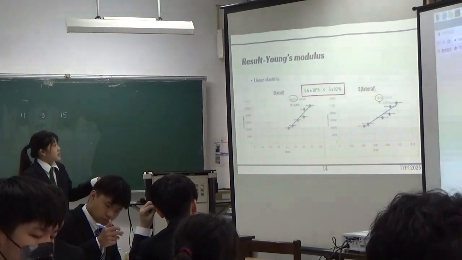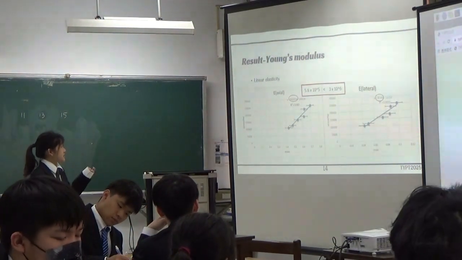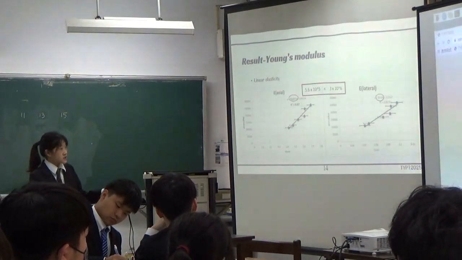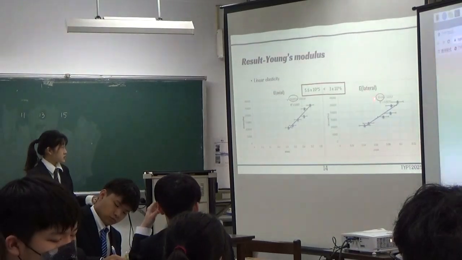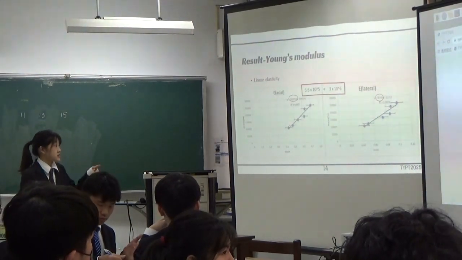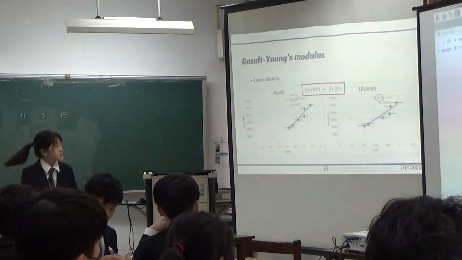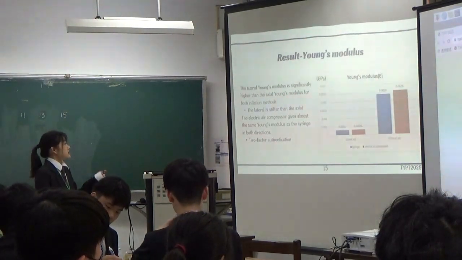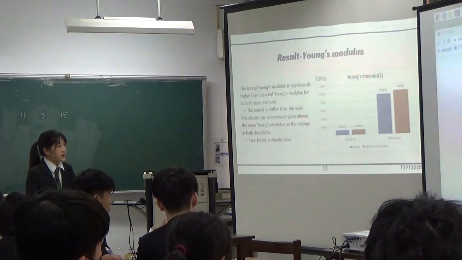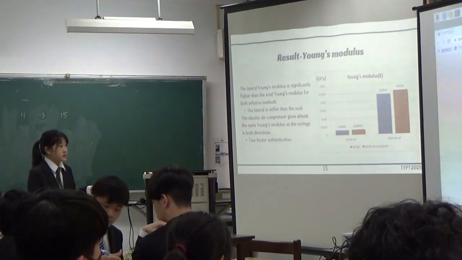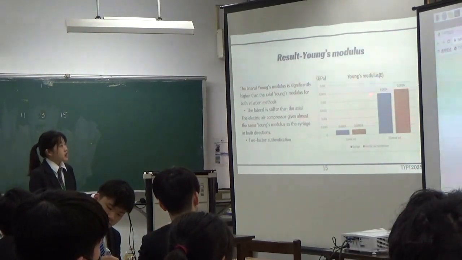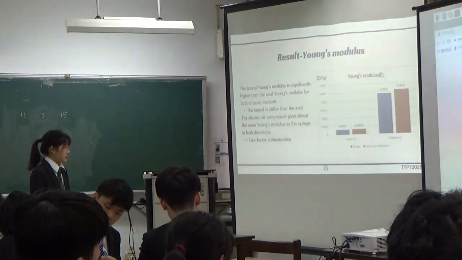And since the slope of the stress-strain diagram refers to the Young's modulus, by comparing these two slopes, you can see that the lateral Young's modulus is bigger than the axial. And what does that mean? It means that the lateral is stiffer than the axial. And then by comparing the two ways I used to inflate the gas in, from this chart you can see that they're almost the same.